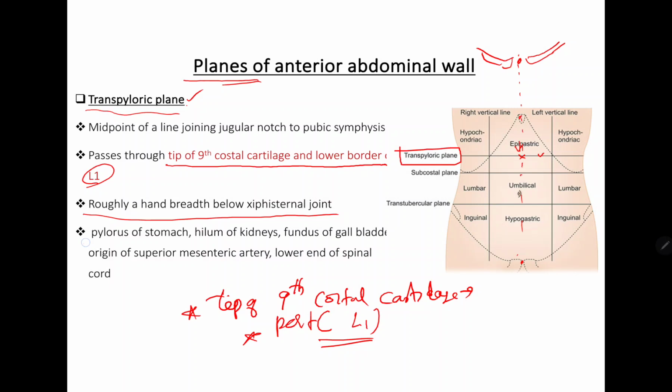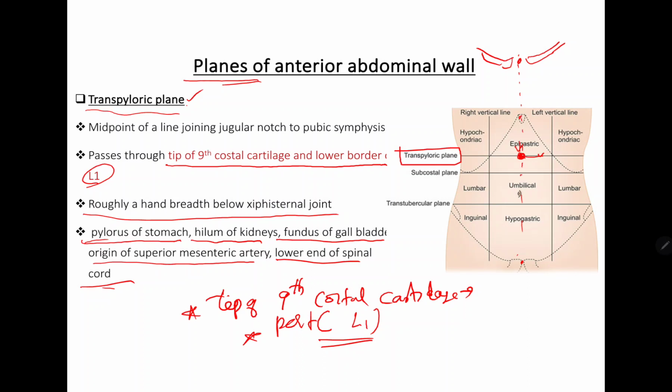Remember, pylorus of the stomach. At the transpyloric plane, what are the structures seen at this level? The first one is the pylorus of the stomach, hilum of the kidneys, fundus of the gallbladder, origin of the superior mesenteric artery, and lower end of the spinal cord. So these are the structures present at the level of the transpyloric plane.